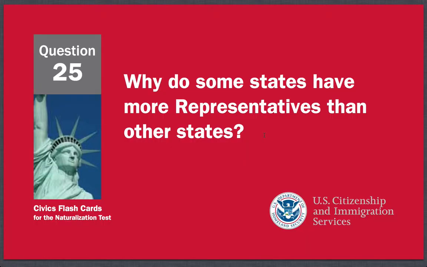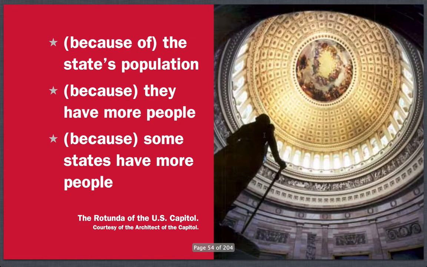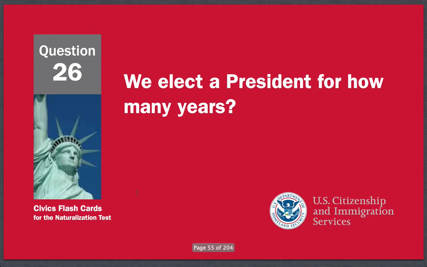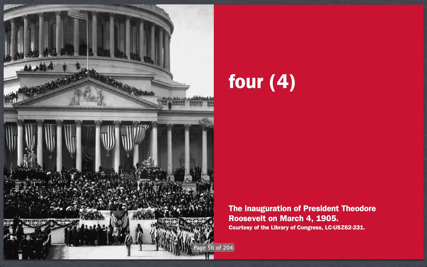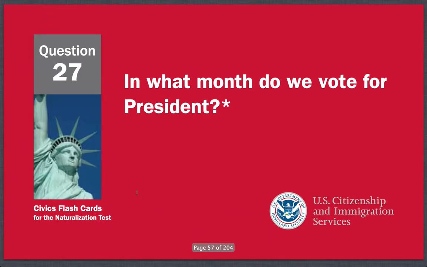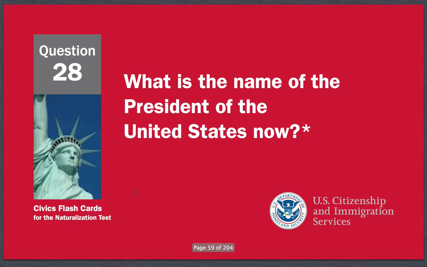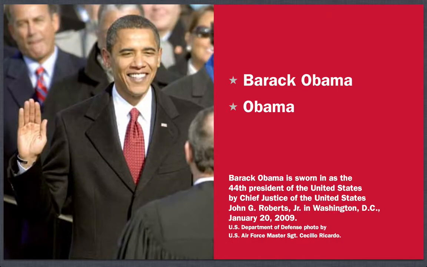Why do some states have more representatives than other states? Because of the state's population, because they have more people. These are 3 answers, actually the same answer, but you can say it differently. We elect the president for how many years? 4 years. In what month do we vote for the president? November. What is the name of the president of the United States now? Right now it's Barack Obama, but it might change if you get this video by next year.